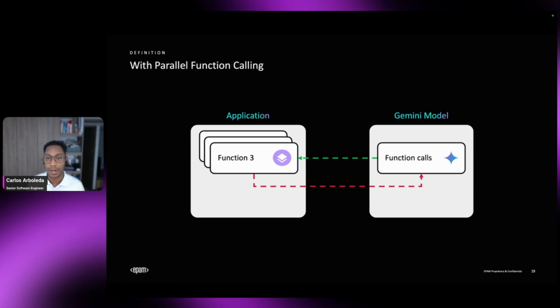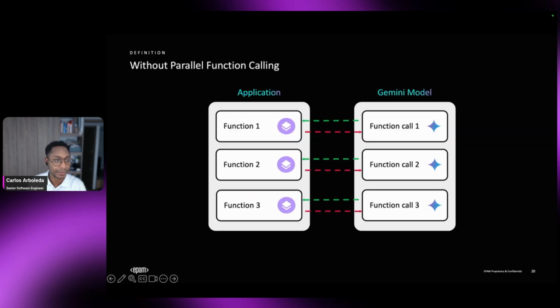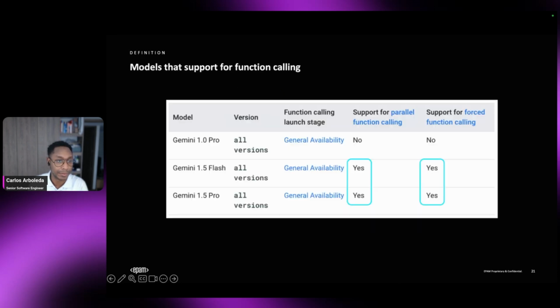But let's see what would happen if we didn't have this parallelism. Basically, the model will need to call one function at a time, and we will need to send the response of the function, and then it is going to call the second function, and so on. And of course, this is more time consuming, and it will also increase the cost because we are calling the model more times.